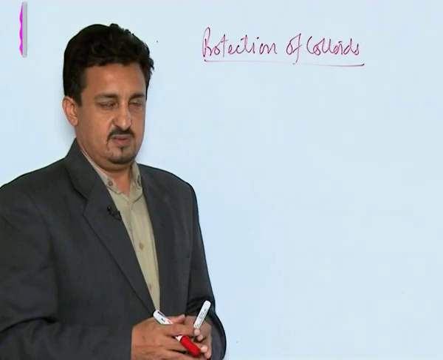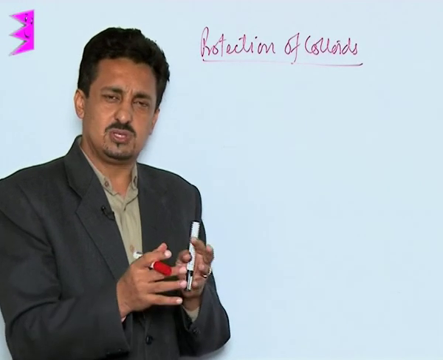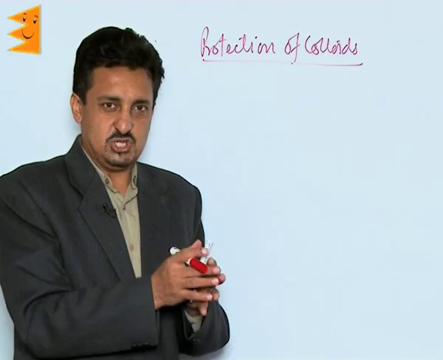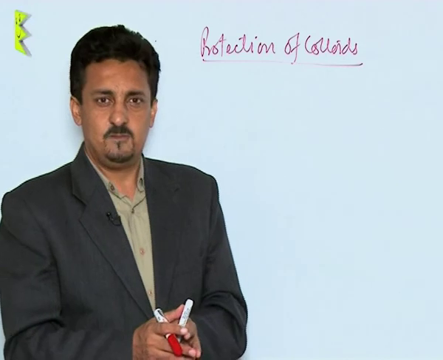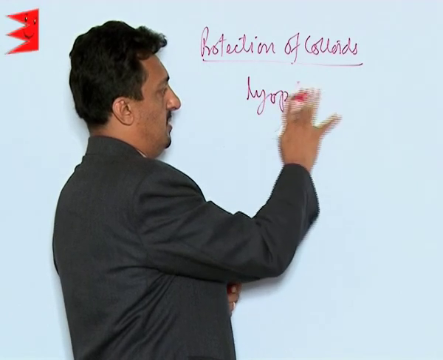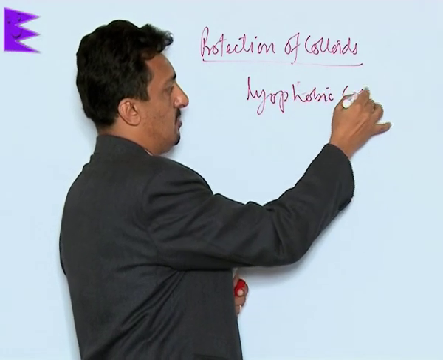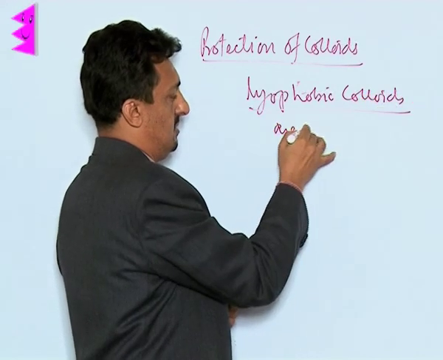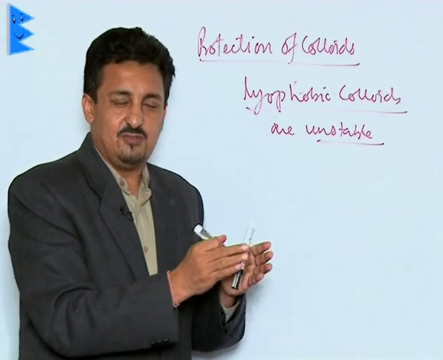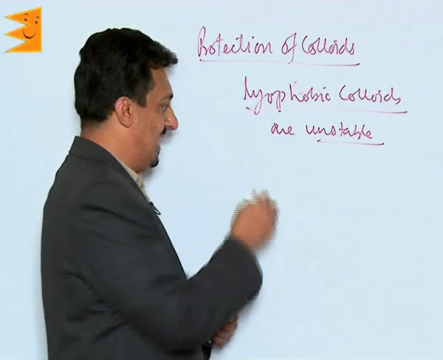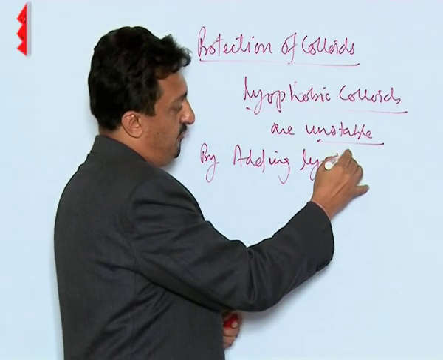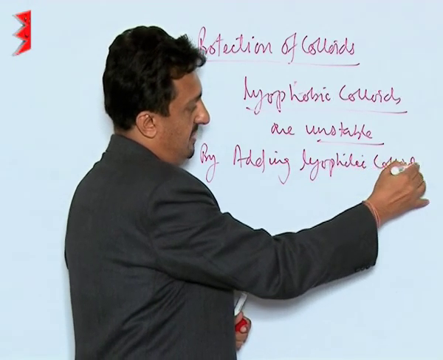Protection of colloids. See, we know lyophilic soles or lyophilic colloids are already very stable. So they don't need any kind of special protection to prevent them from getting coagulated. But yes, of course, the lyophobic colloids are unstable. We know they easily get coagulated. So they need to be protected from this coagulation. How? By adding lyophilic colloids. That's the best way.